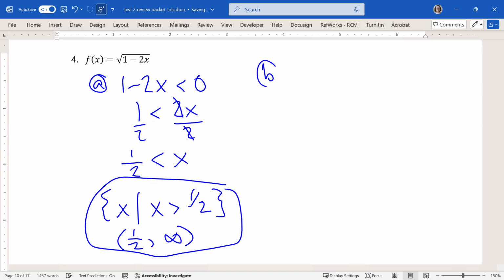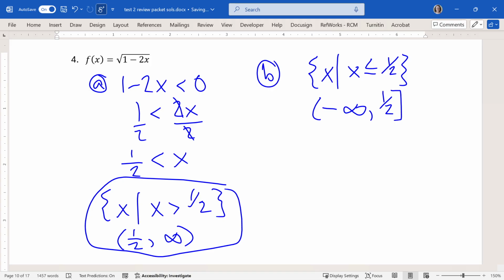Then for part B, the domain. All right, so these are the bad x values, so we want the opposite of these. So anything that is not greater than 1/2. We can just take the opposite of this inequality, so it's going to be x less than or equal to 1/2. You could do it like that. Or you can do the opposite interval notation. So everything less than or equal to 1/2 is going to be like this.